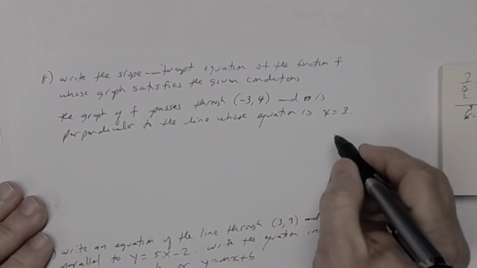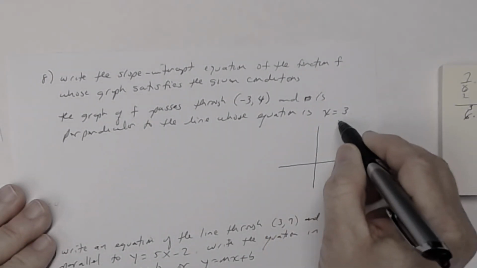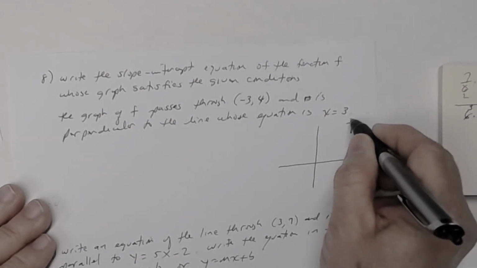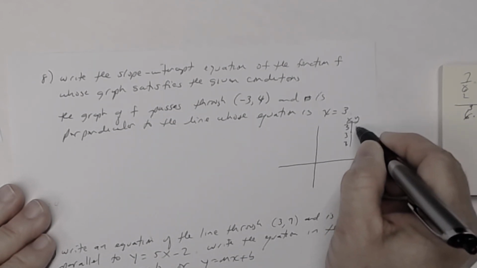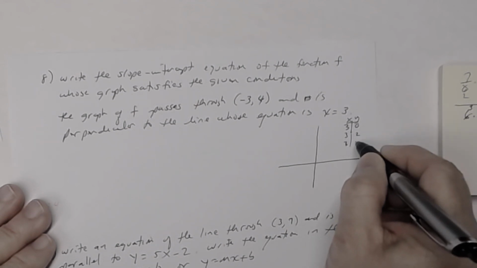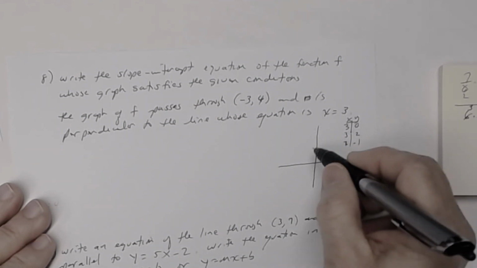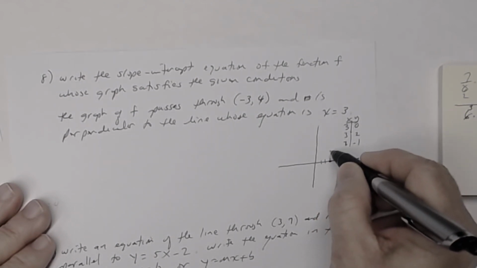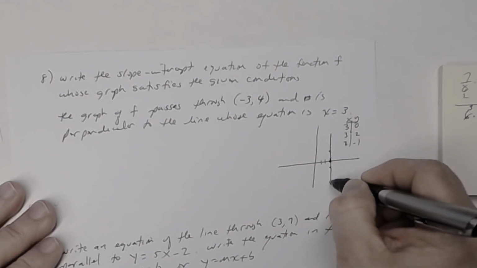Here's the graph of x equals 3. Remember, x equals 3 means that x always equals 3 no matter what y is. So if y is 0, x is 3. If y is 2, x is 3. If y is negative 1, x is 3. When I plot these points, I get (3, 0), (3, 2), and (3, negative 1). And so notice I get this vertical line.